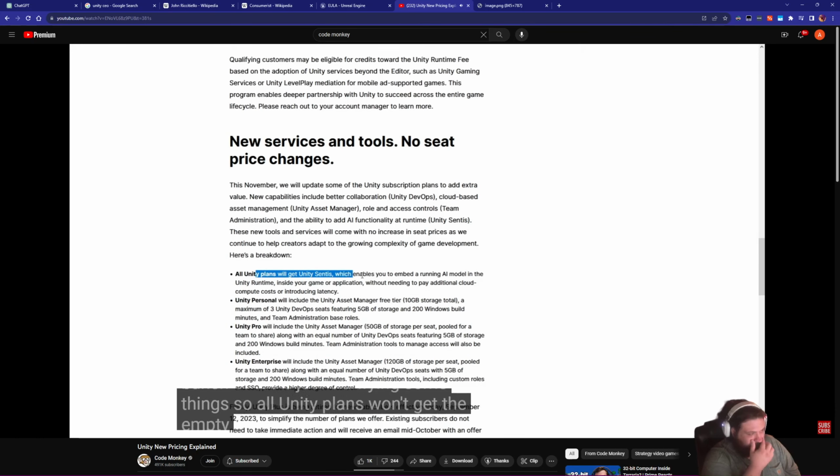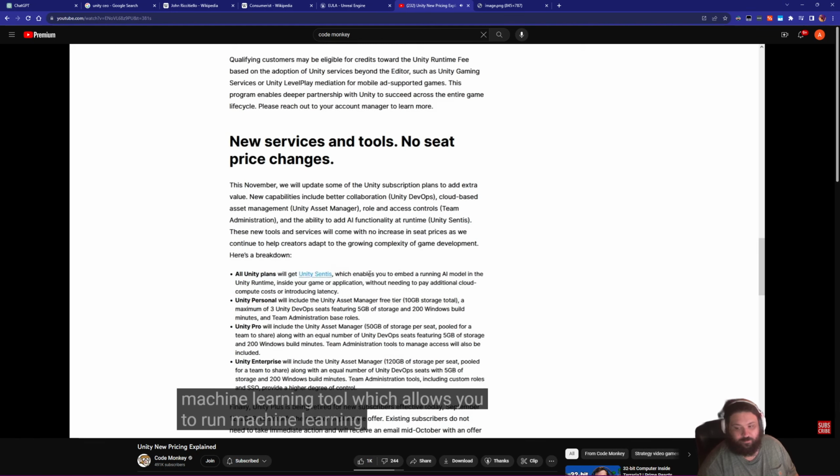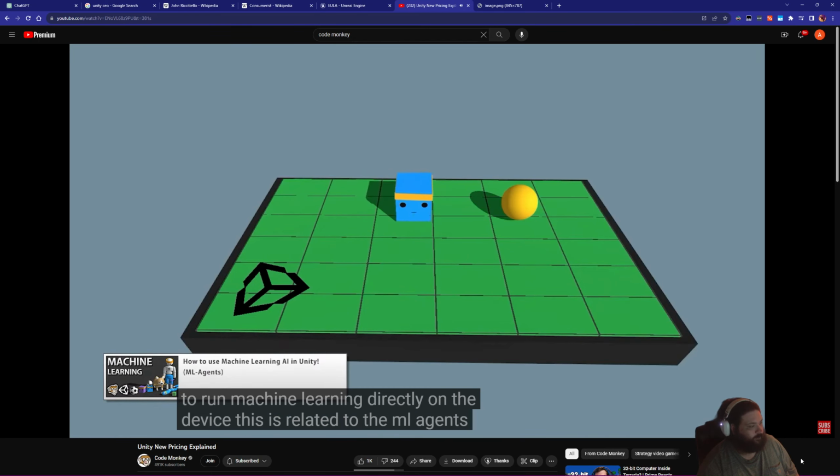So all Unity plans will get Unity Sentis. This is their upcoming machine learning. This has been free. As a matter of fact, Danny, I think, remade Mario Kart with ragdoll physics and stuff, and was using their machine learning stuff. It was free. It has been free. So was this not free, and now all of a sudden they're making it free? Because it was free when he did it. I can't remember what it was called, but it was 100% free at some point. Learning tool, which allows you to run machine learning directly on the device. This is related to the ML Agents package that I covered quite a while ago.